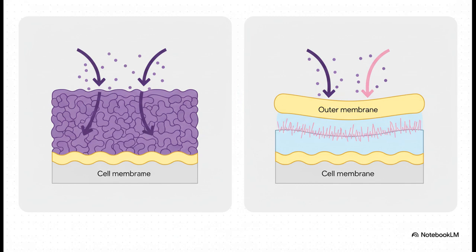Gram-negative bacteria, on the other hand, have a much, much thinner layer of that peptidoglycan. And on top of that, they have an entire extra outer membrane. This outer layer prevents them from holding on to that first purple dye, so they get washed out and then pick up the second, pink, counterstain.